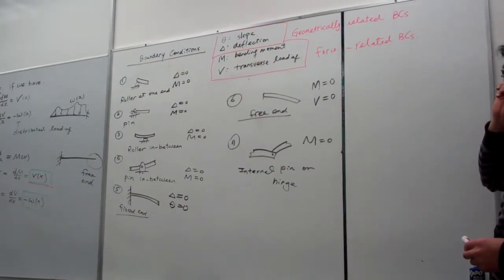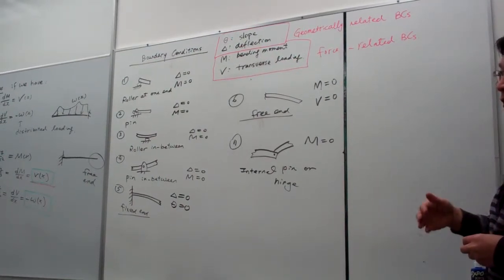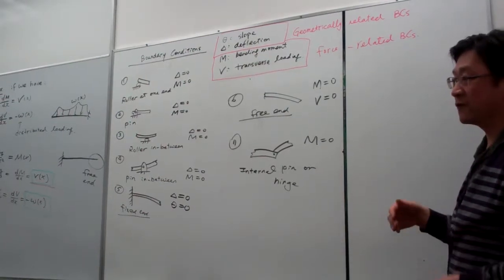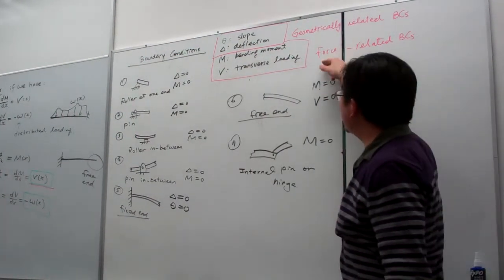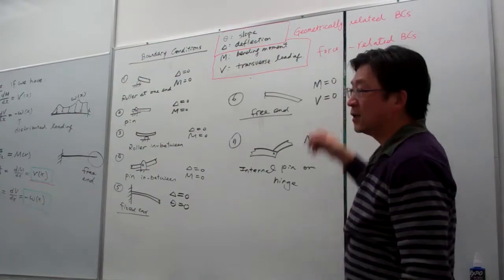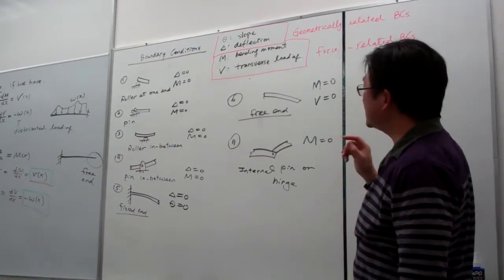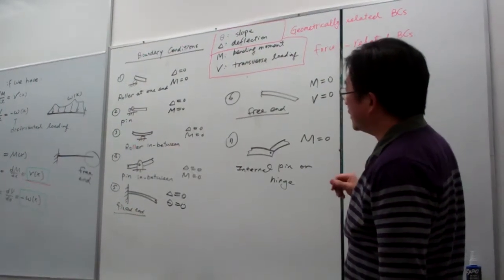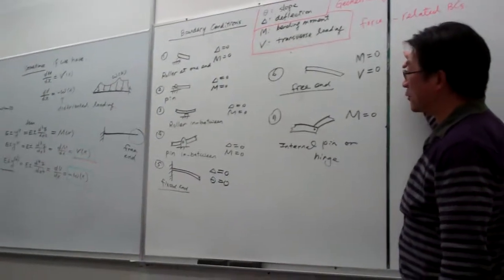If you have heard about finite element, or in advanced mechanics of materials, we would have further discussions on the two types of constraint. But here, basically in your learning, you just simply take two categories.